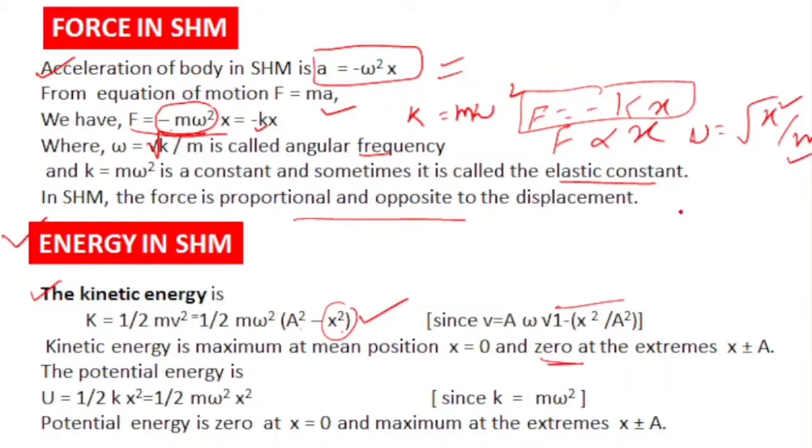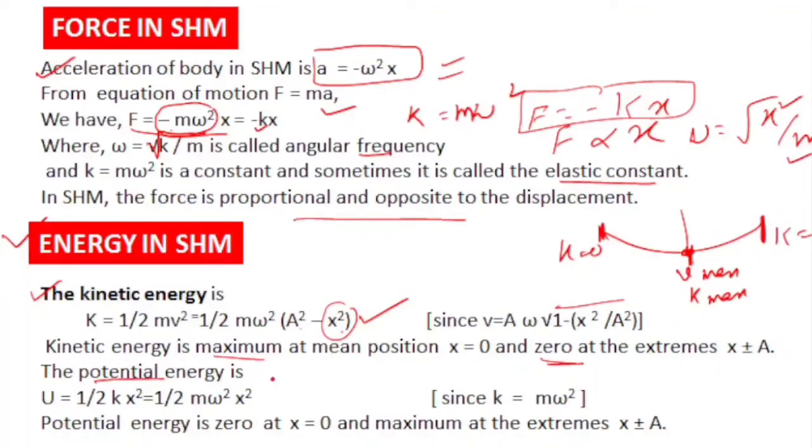Suppose this is the bob of the pendulum and this is the mean position, and this one is extreme position and this one is again extreme position. At x equal to 0, energy is maximum because the v is maximum. So kinetic energy is maximum at mean position and kinetic energy is 0 at the extreme position. Now next, potential energy.